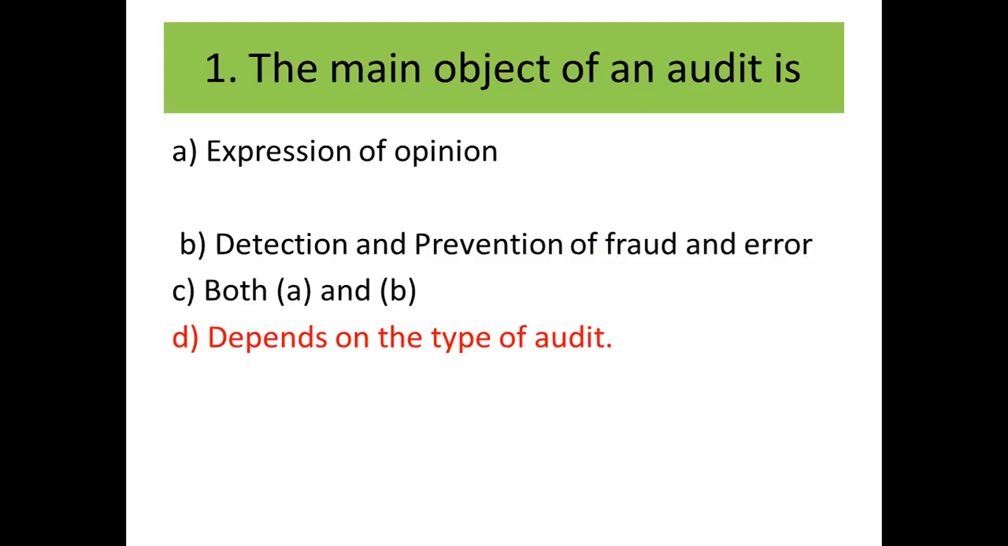The main object of an audit is: A. Expression of opinion, B. Detection and prevention of frauds and error, C. Both A and B. The right answer is D, which is depends on the type of audit.